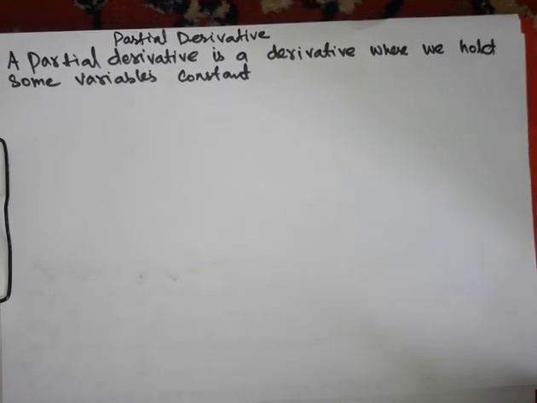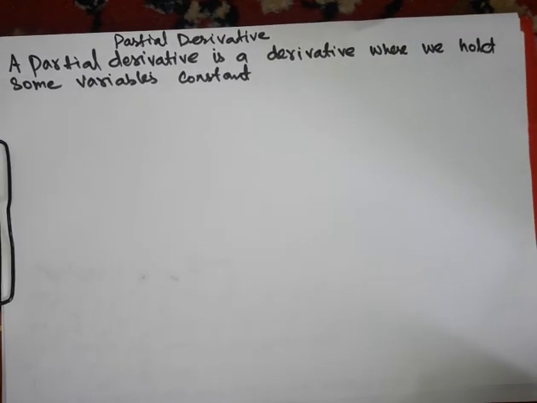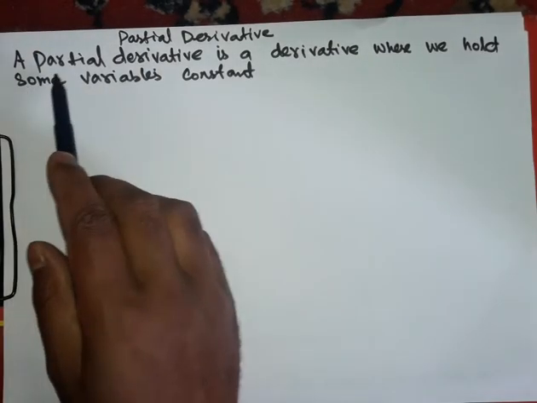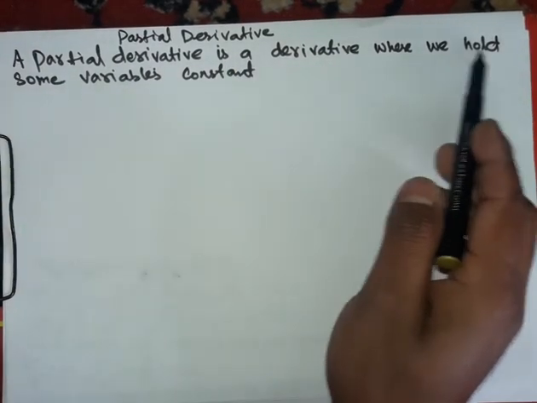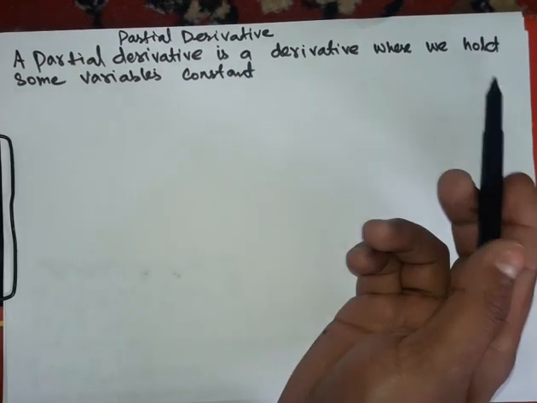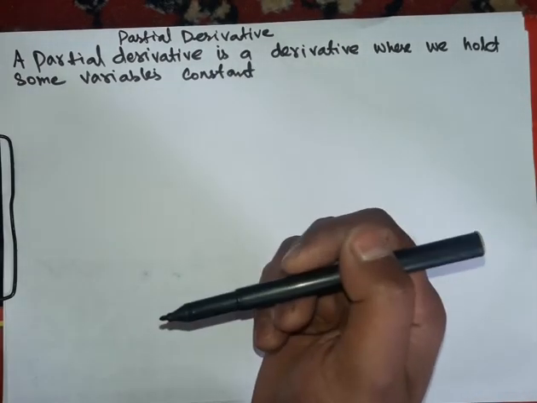Hi, this is Hilal. In this video, we will look at what a partial derivative is and how to find partial derivatives. First of all, a partial derivative is a derivative where we hold some variables constant. In the partial derivative, we hold some variables constant. That is the intuition behind this.